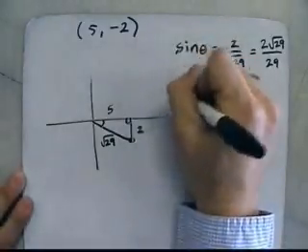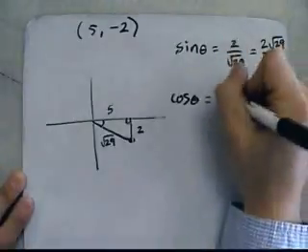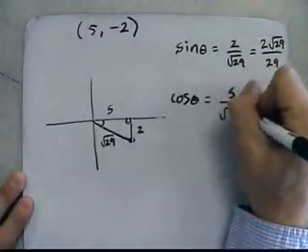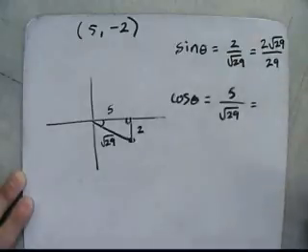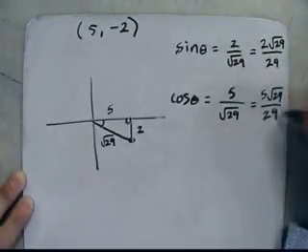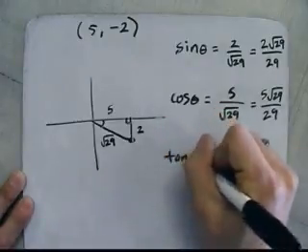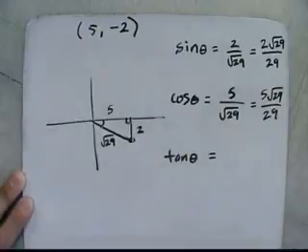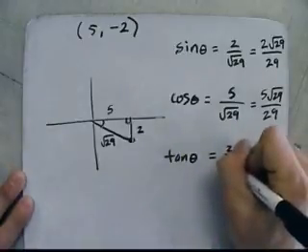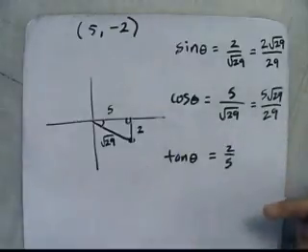Okay. So then I do cosine of theta. Cosine is going to be, let's see, adjacent over hypotenuse. This is going to be a 5 over square root of 29. Which, if I rationalize that, that's going to be 5 root 29 divided by 29. And then the tangent of theta. Tangent of theta is going to be opposite over adjacent, so this will be 2 over 5, which I can't really reduce. Okay? So that's what the 3 trig functions are going to be, the 3 main ones.